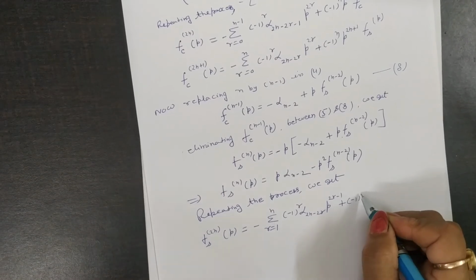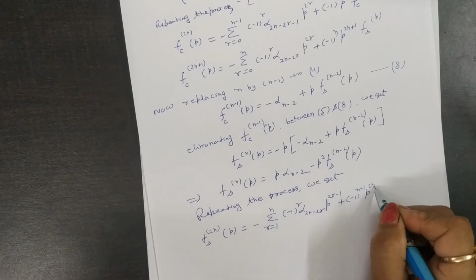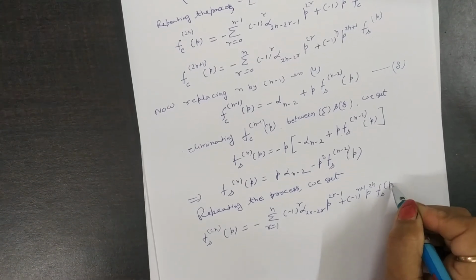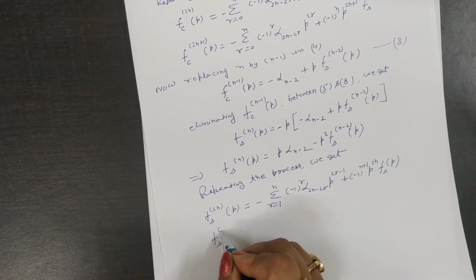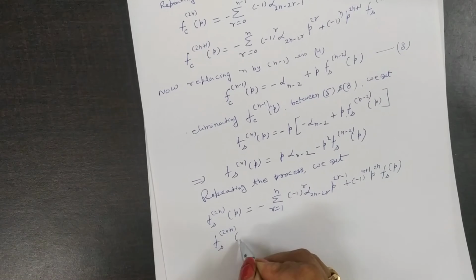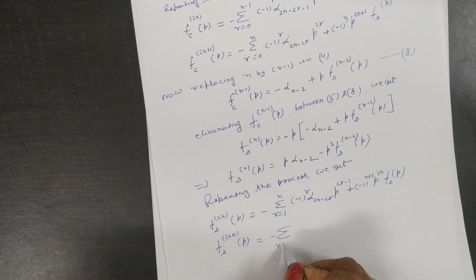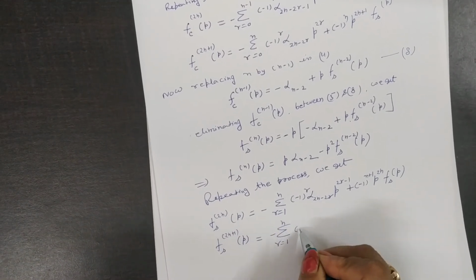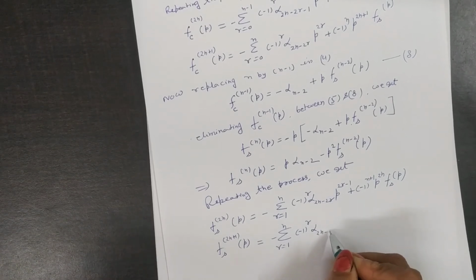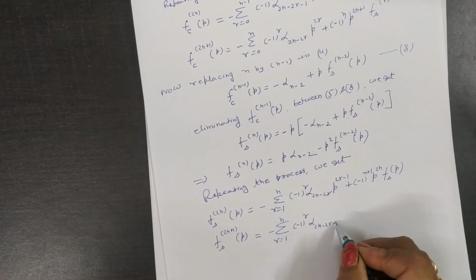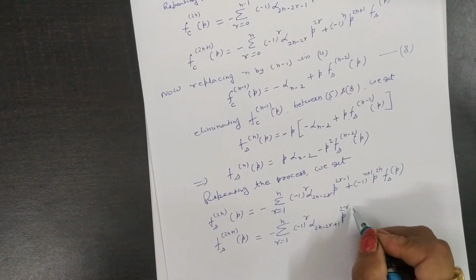minus 1 to the power n plus 1, p to the power 2n f of s p, and also for the odd, f of s 2n plus 1 p, which is equal to minus sigma r varying from 1 to n, minus 1 to the power r, alpha 2n minus 2r plus 1, p to the power 2r minus 1.